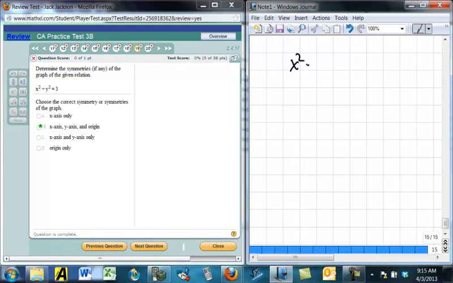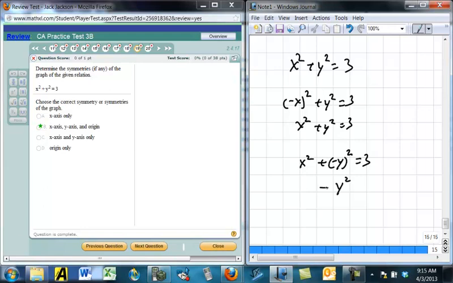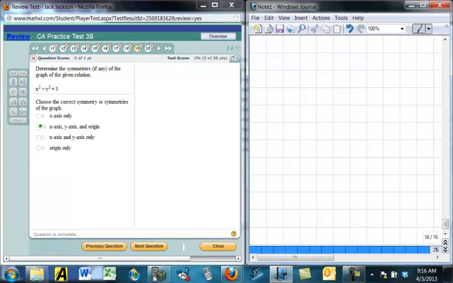Okay, symmetries here. X squared plus y squared equals 3. If you replace x by minus x, it reduces to the same. So it has y-axis symmetry. If you replace y by minus y, it stays the same. So it has x-axis symmetry. And of course, if you do both, then it still stays the same. And that is origin symmetry. So it has all three. This is actually a circle centered at the origin, radius square root of 3.